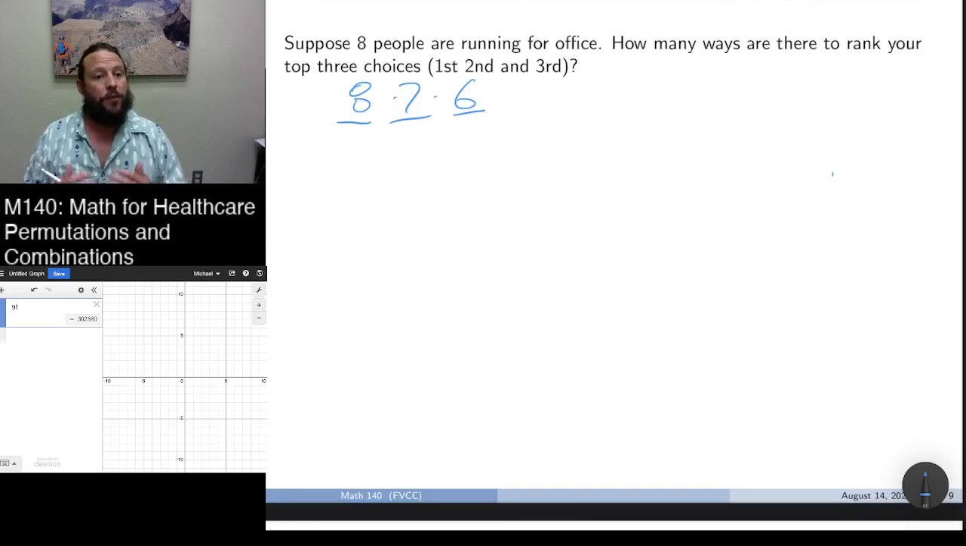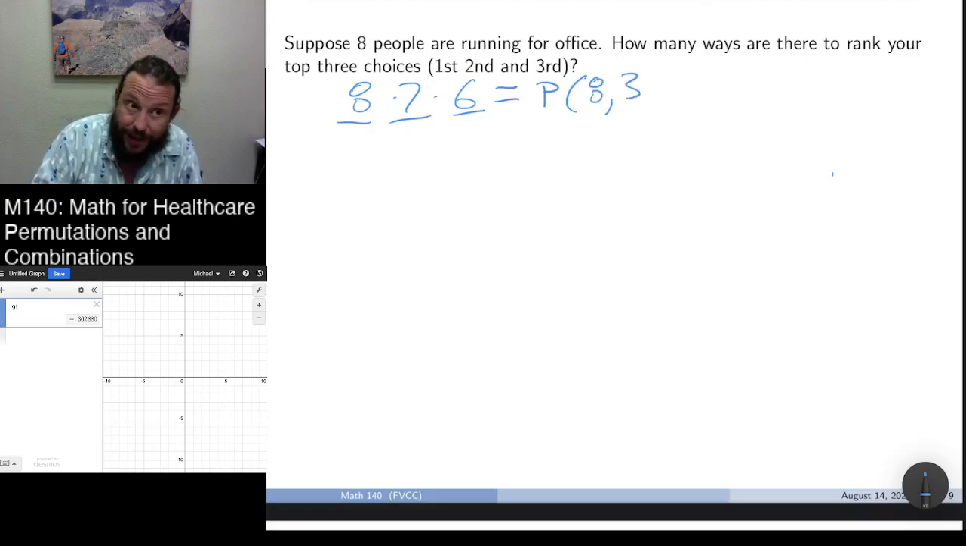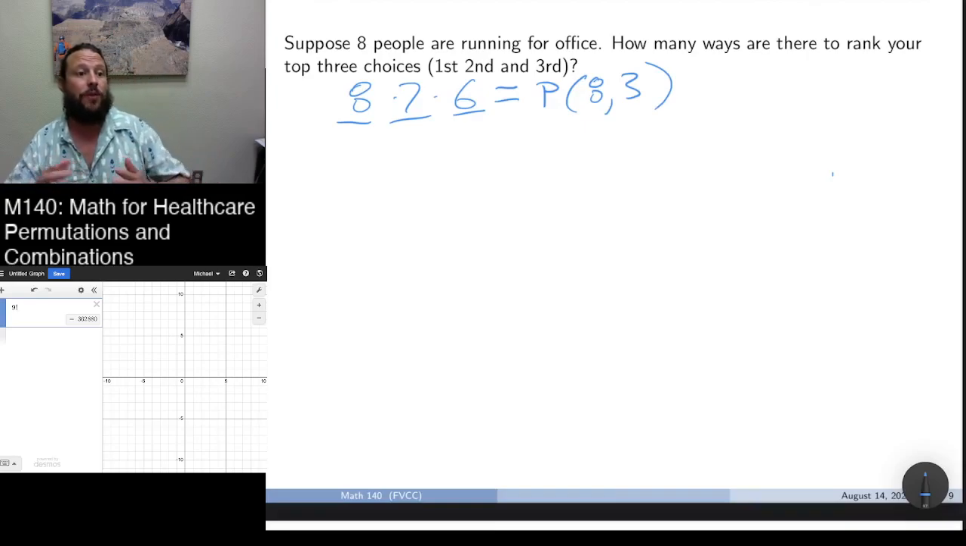Now, just like with factorial, we have notation for this. We call it permutations of 8 things taken 3 at a time. Right? And you'll see that printed out in all its detail on the next slide. It just comes from the formula. It's very much like a factorial, except it doesn't go all the way down to 1. You stop somewhere. All right?